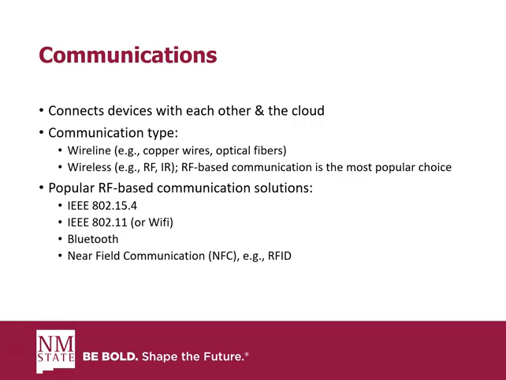Let's look at some of the popular RF-based communication solutions. The first one is often used in low power wireless sensor networks. IEEE 802.11, which is more commonly known as Wi-Fi, is for high-speed wireless internet access. Bluetooth is for short range communication between devices. NFC is used for short range contactless communication, like in RFID tags.